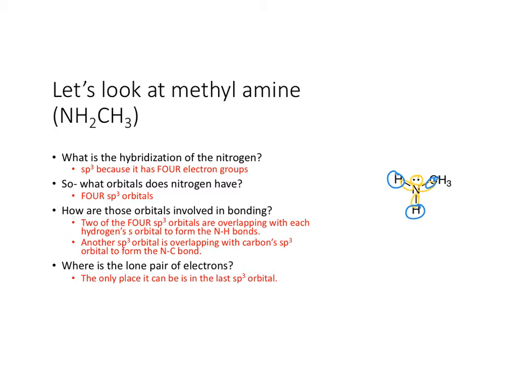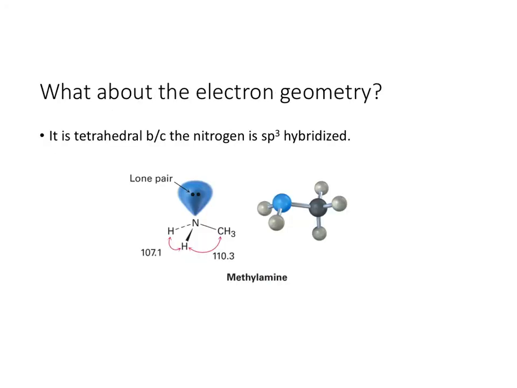And then finally, where is that lone pair of electrons? Well, they must be in an orbital, and the only option is that they're in an sp3 orbital. What about the electron geometry? Since it's sp3 hybridized, it's tetrahedral. Now you may notice here the bond angles deviate a little bit from 109.5. That's just because that lone pair likes to take up a little bit more room.